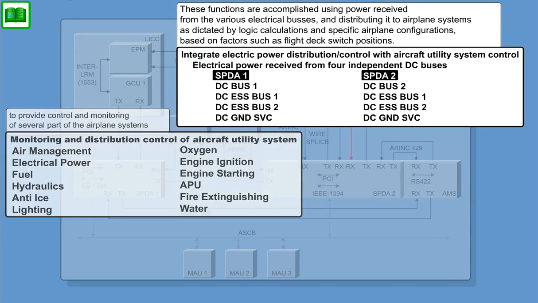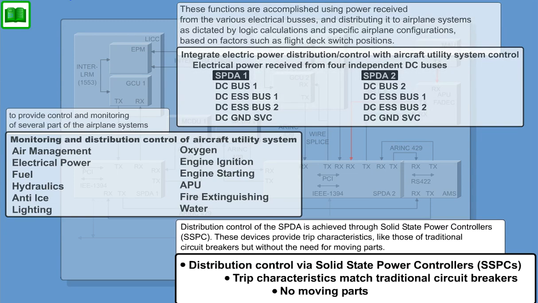These functions are accomplished using power received from the various electrical buses and distributing it to airplane systems as dictated by logic calculations and specific airplane configurations based on factors such as flight deck switch positions. Distribution control of the SPDA is achieved through solid-state power controllers, SSPCs. These devices provide trip characteristics like those of traditional circuit breakers, but without the need for moving parts.